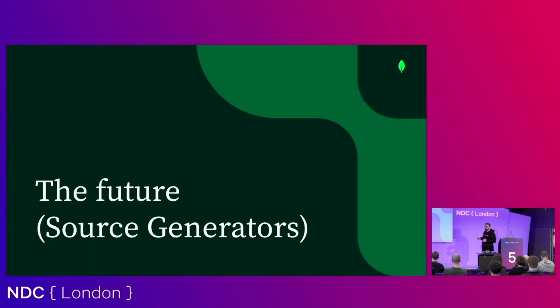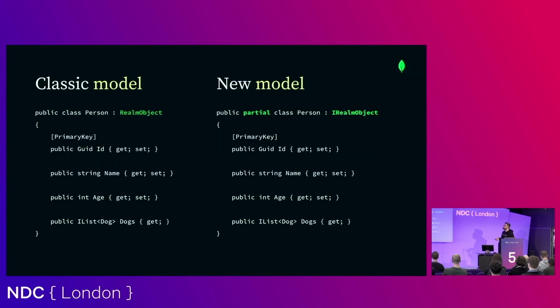Then at some point, with .NET 5, source generators came along, and after, I think, a year and something, we decided to give it a go because they were gaining more and more traction. We decided to move our approach from using IL weaving to using source generators. And at this time, we also had the possibility of making some changes related to how Realm works internally, so we also had to change how the model could be defined.